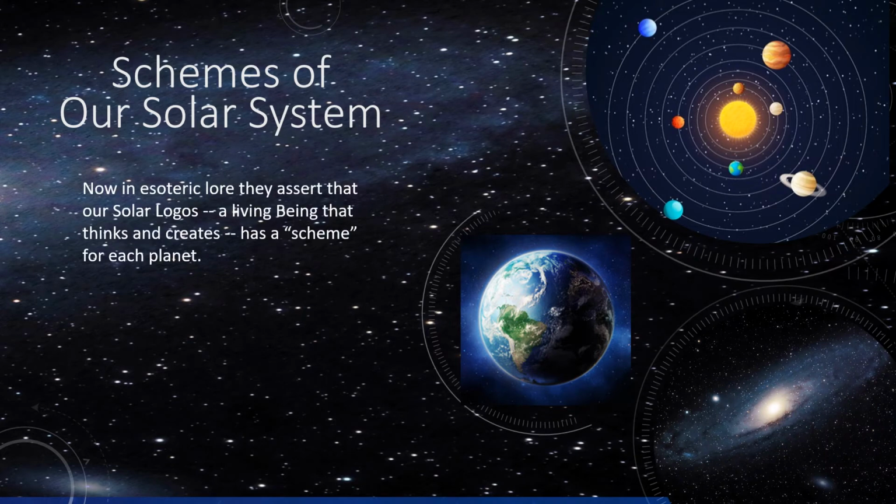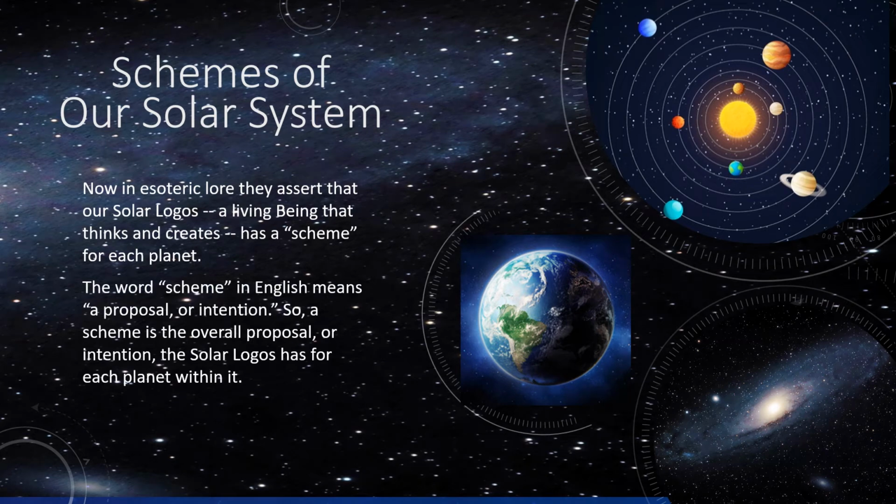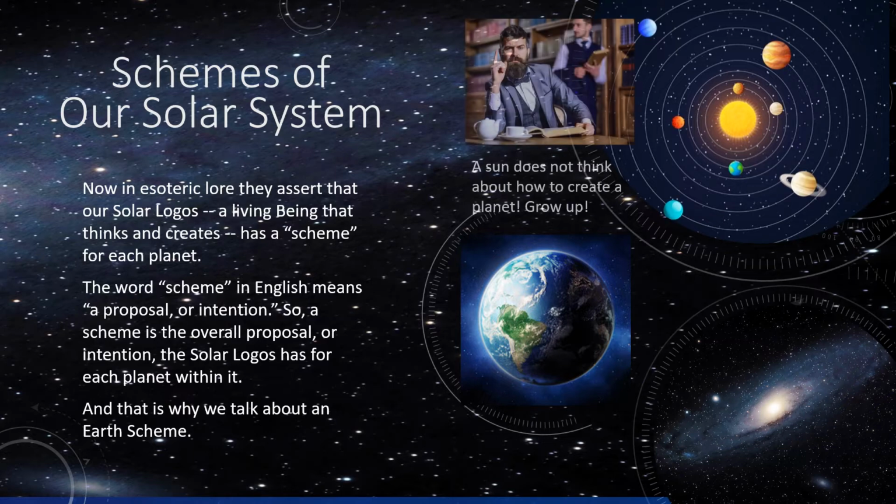Now, in esoteric lore, they assert that our solar logos, a living being that thinks and creates, has a scheme for each planet. The word scheme in English means a proposal or intention. So a scheme is the overall proposal or intention the solar logos has for each planet within it. And that is why we talk about an Earth scheme.